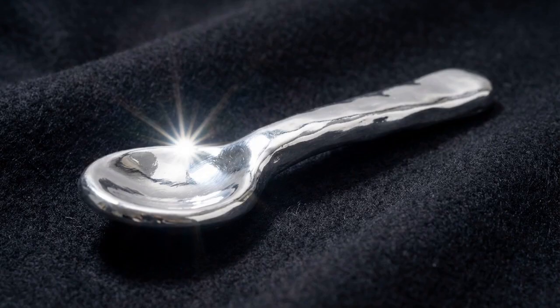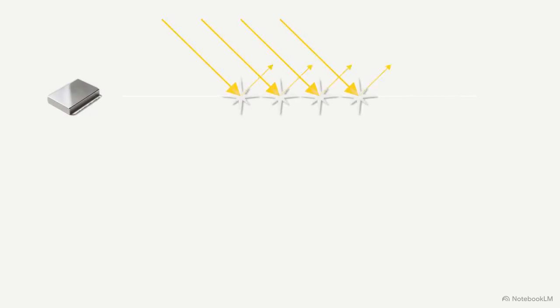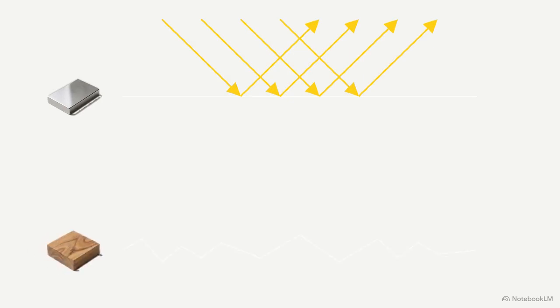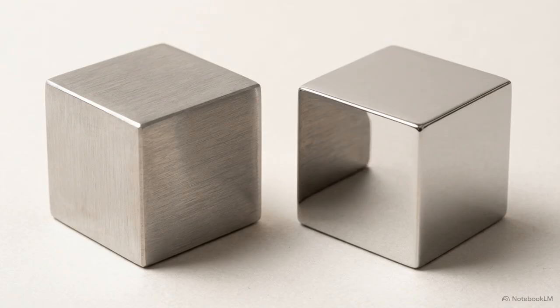We start with luster, the scientific term for the shiny appearance of a material surface. Microscopically, luster is about smoothness. On a flat surface, light rays bounce off in parallel lines, reflecting a bright image. Non-lustrous materials are different. Their uneven surfaces cause incoming light rays to scatter in every direction, preventing a clear reflection. This is why metals like steel and aluminum are naturally lustrous. They naturally form those incredibly smooth, uniform surfaces.